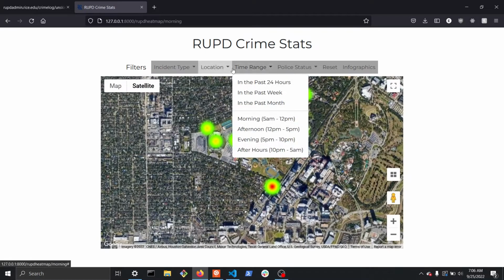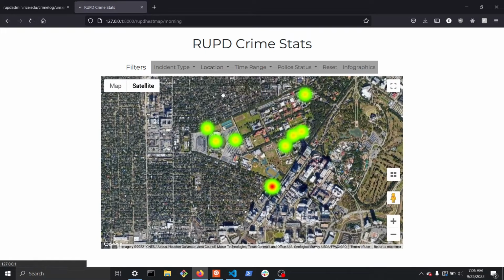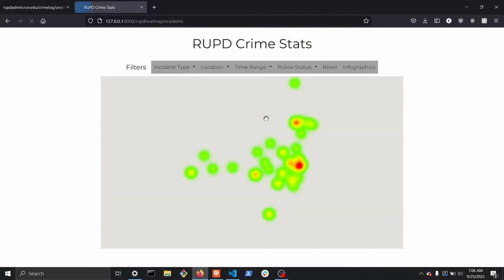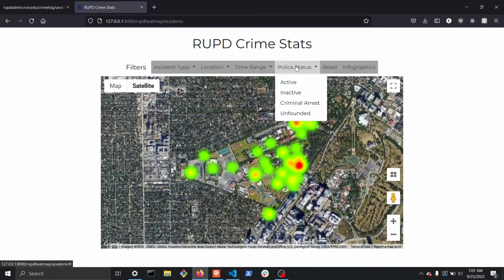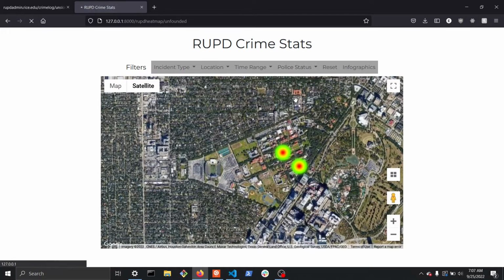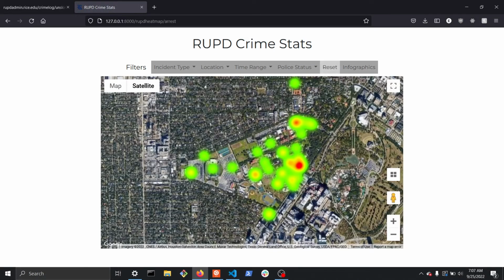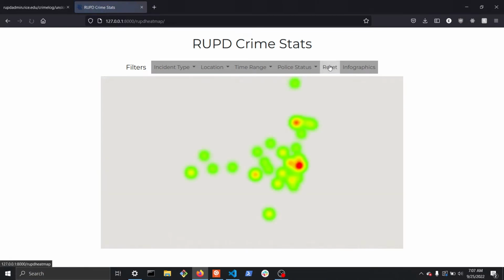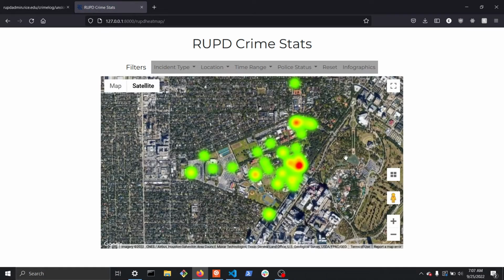You can filter by things like location, so like academic buildings, for instance. And you can also filter by the status of the incident. So whether it's still active, whether it's unfounded, or there was an arrest, or it's become inactive. We also have an option to reset the view of our map, and this takes it back to the default of all incidents in the past 60 days.